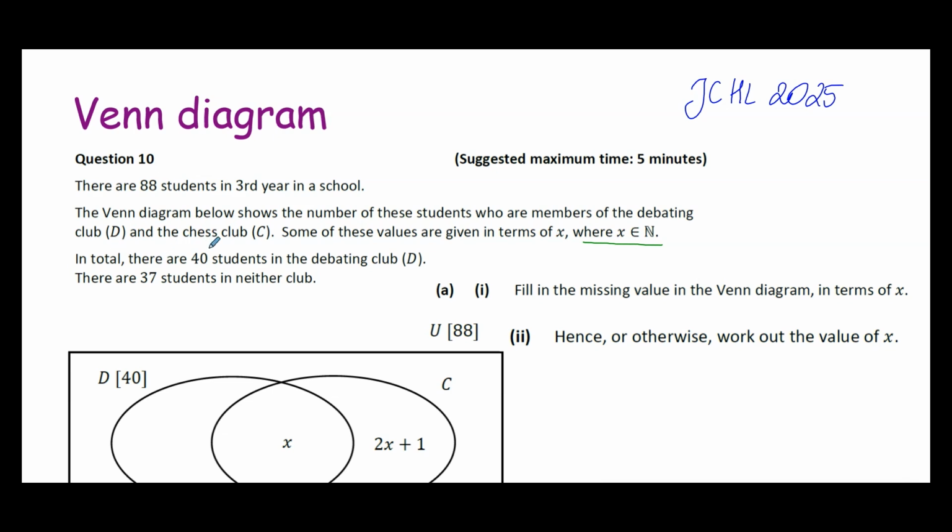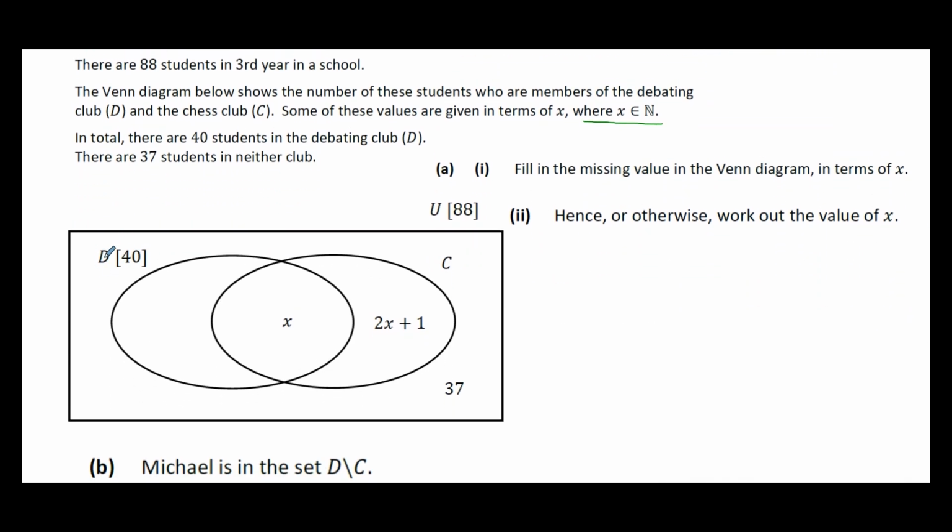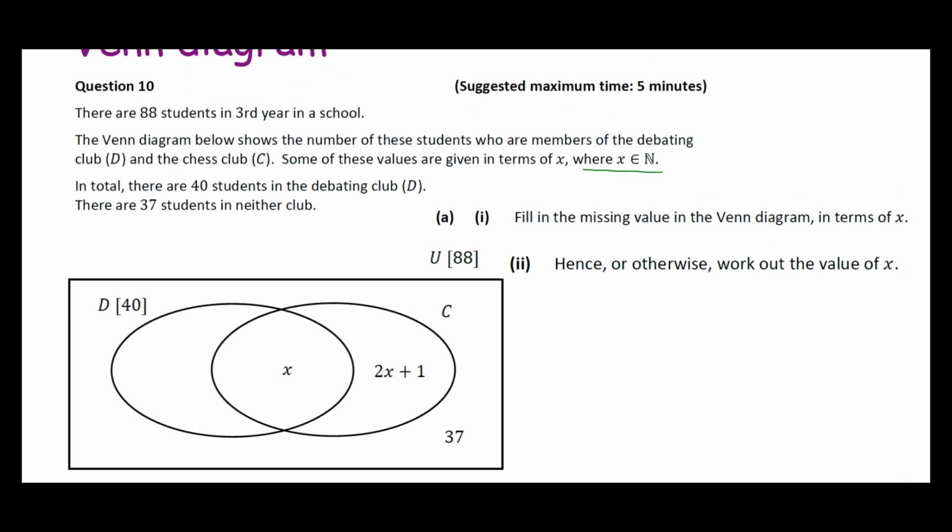Okay, in total, there are 40 students in the debating club D. There are 37 students in neither club. And we can see that information: 40, then we have 37 and 88. So let's see what we need to do. First thing, we have to fill in the missing value in the Venn diagram in terms of x. When we are told in terms of, that means that our answer has to include x.